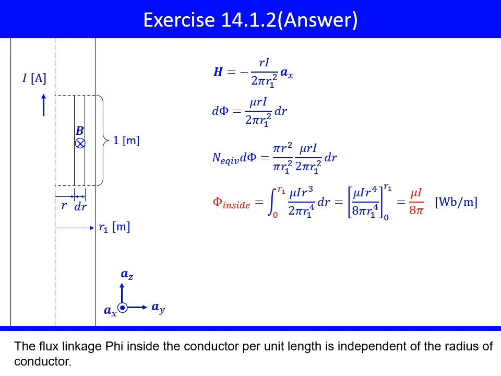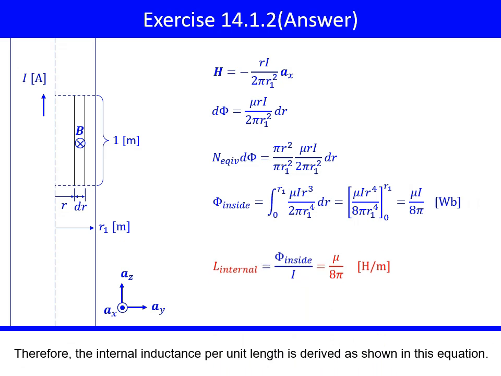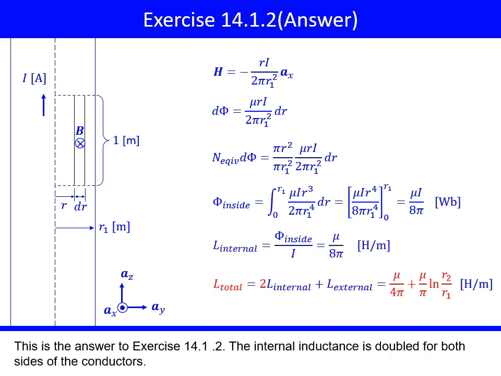The flux linkage phi inside the conductor per unit length is independent of the radius of conductor. Therefore, the internal inductance per unit length is derived as shown in this equation. This is the answer to exercise 14.1.2. The internal inductance is doubled for both sides of the conductors.